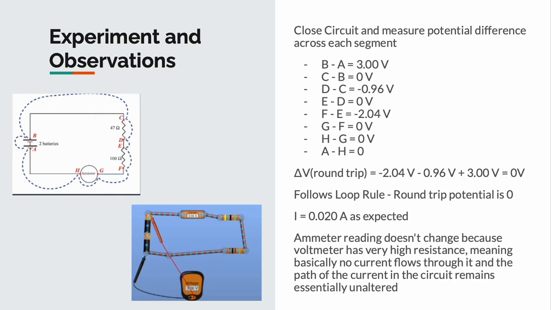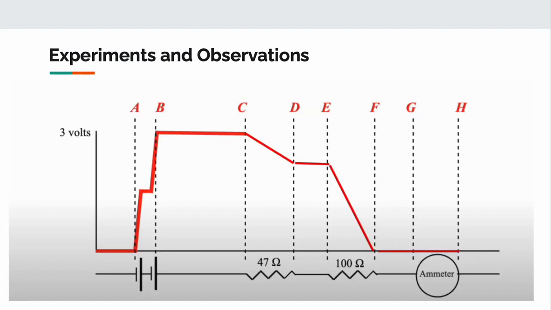The ammeter reading doesn't change because the voltmeter has very high resistance, meaning basically no current flows through it, and the path of the current in the circuit remains essentially unaltered.